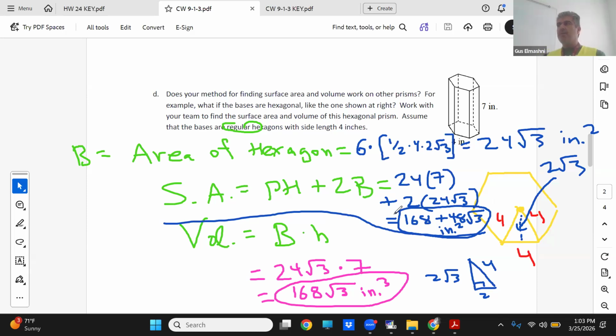So you can see how it's an extension of what we did in the previous unit, right? We did all these polygons, but we have to use that knowledge to help us find the area of the base, and then find the surface area and volume and all that stuff. So we're okay? Feels okay? It's good. All right. Let's keep on moving.